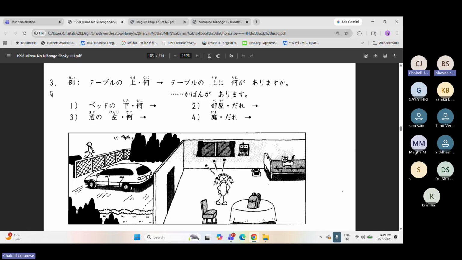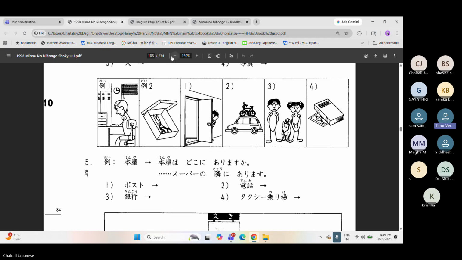Are we clear? Ma'am, whenever words like nanimo or daremo come, we have to use arimasen with them, right? So these words will take negative sentences. Nanimo, daremo, donatamo. Yes, these words come with negative sentences. So by default you are going to put negative sentences. Okay? Have everyone understood this page?